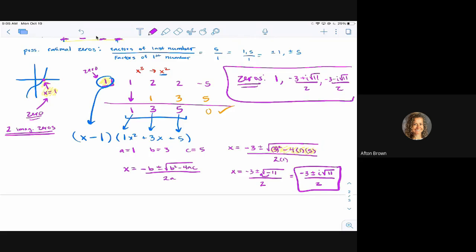Would it matter if we didn't write that? Nope. I'm perfectly okay if you wrote it in the lazy way, because most of the time I'm lazy. If you wrote it as 1 and then negative 3 plus or minus i root 11 over 2, those two are saying the exact same thing.